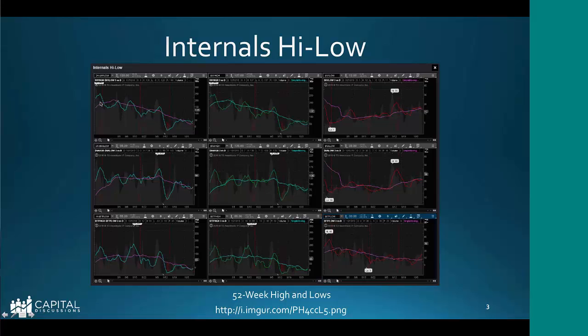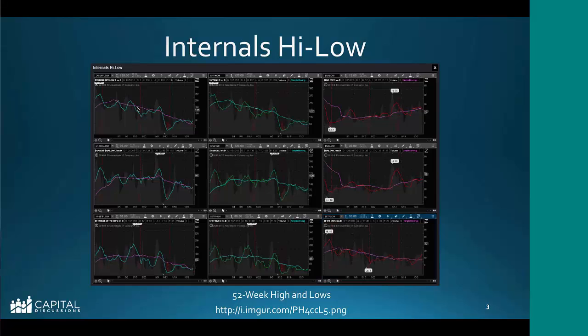The blue line is the 5-day moving average of the highs minus the lows, and the magenta or pinkish line is the 20-day moving average. What you can see here is that the number of highs minus the number of lows has definitely been on a downslope. That's a bearish sign. One of the things you look for is divergence in your indicators. This is a really important one.